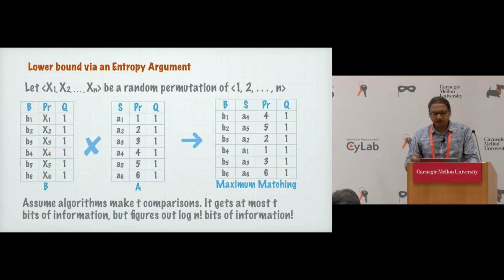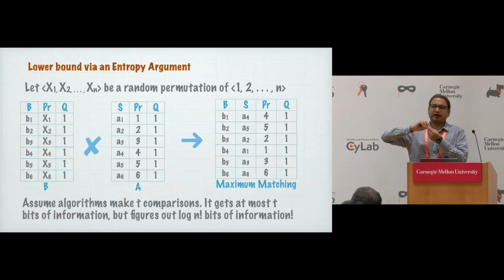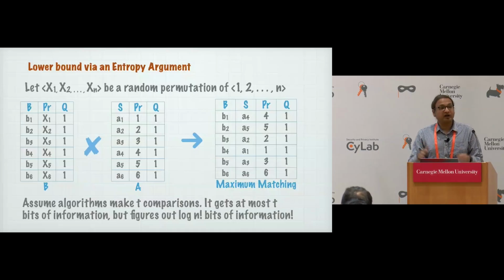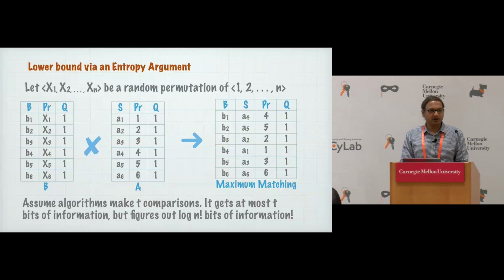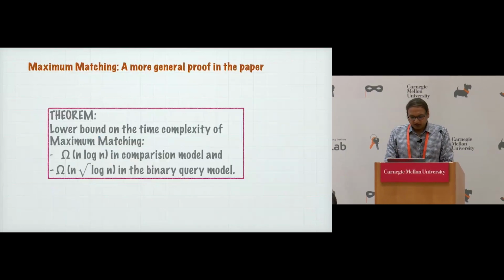So let's say the algorithm makes T comparisons. Per comparison, it is getting only one bit of information, whether this is smaller or that is smaller. But it figures out log of n factorial bits of information. So T has to be at least n log n, because log of n factorial is roughly n log n. This proof is very informal, but it can be formalized with entropy.